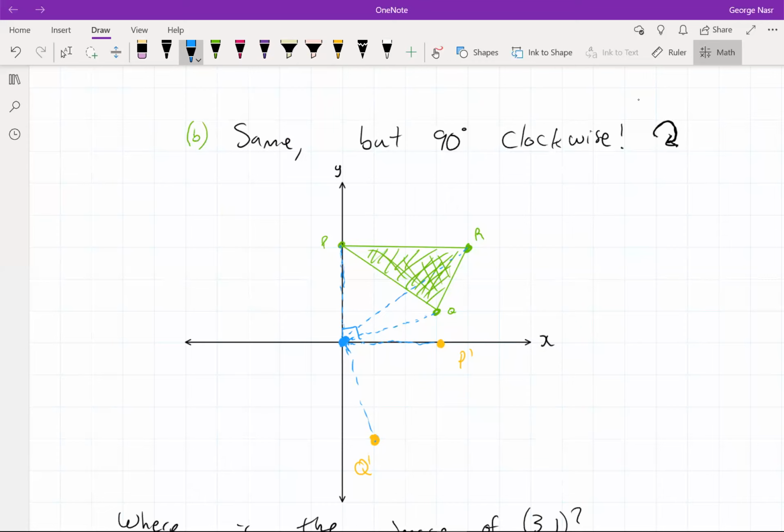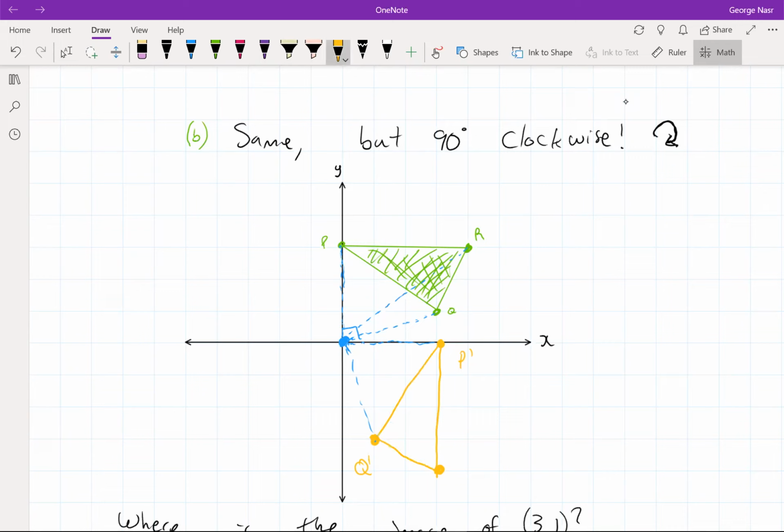Okay, so for R, the same idea holds. It goes over 4, up 3. So let's go. We're going to go down 3, or over 3, down 4. Oops. So we end up with this shape.